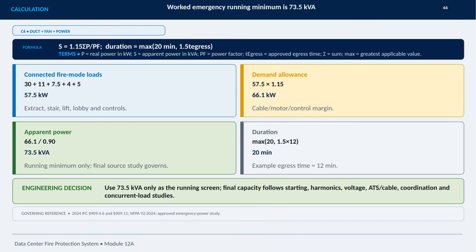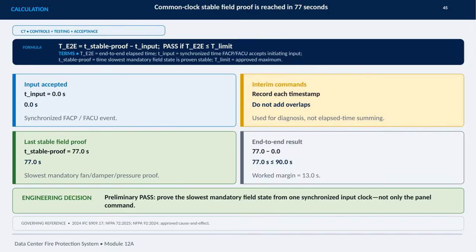Final capacity still depends on starting performance, harmonics, voltage, ATS and cable conditions, coordination, and concurrent load studies. Those decisions should be checked against the cited 2024 IFC provisions, NFPA 92, and the approved emergency power study. This calculation establishes whether the common clock field proof meets the approved end-to-end time limit.